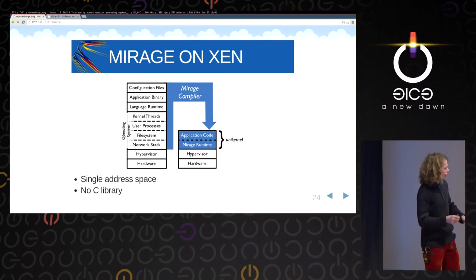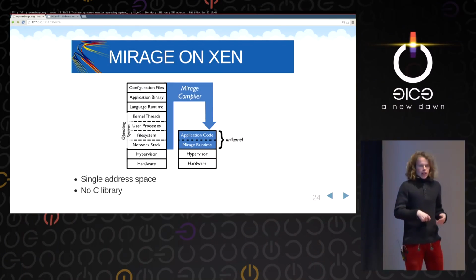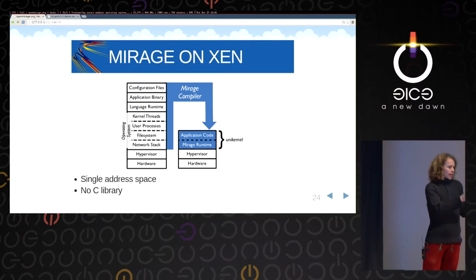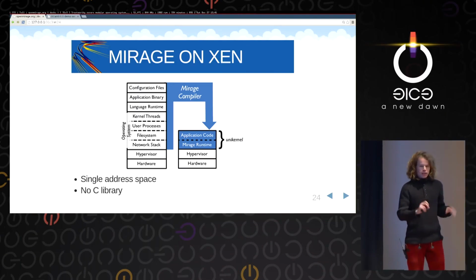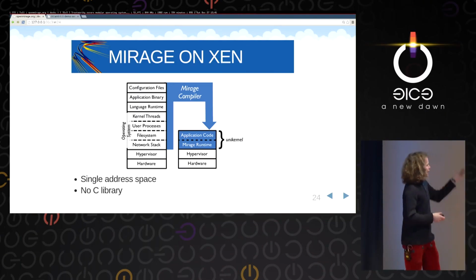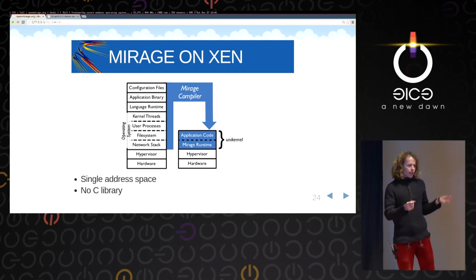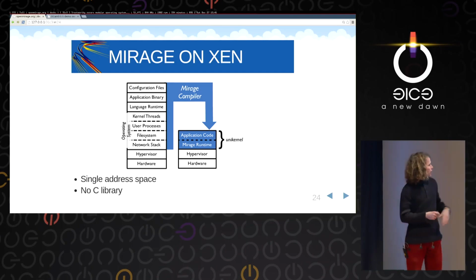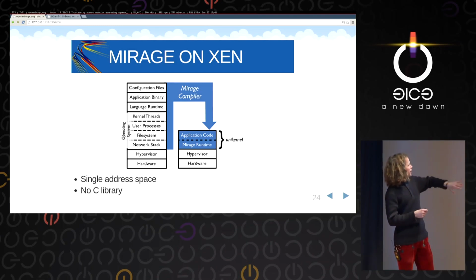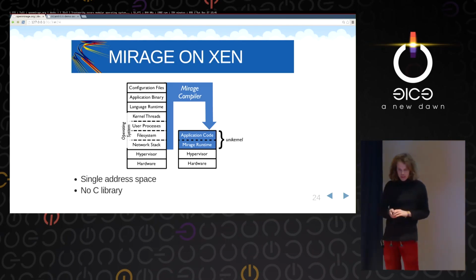So Mirage on Xen, instead of having the hardware and the hypervisor and on top of that the legacy operating system like a network stack, a file system, user process, kernel threads, some programming language runtime, some application binary and some configuration files lying around somewhere on some file system. We instead just have the Mirage runtime, which is an OCaml runtime, and then the application code right on top of that. So we don't have a network stack inside of the operating system and so on, but we have it inside of the Mirage runtime.